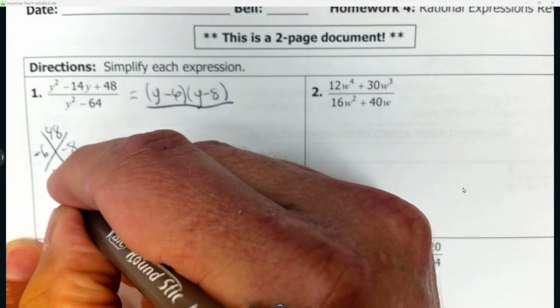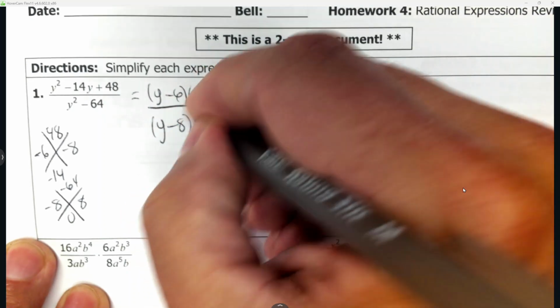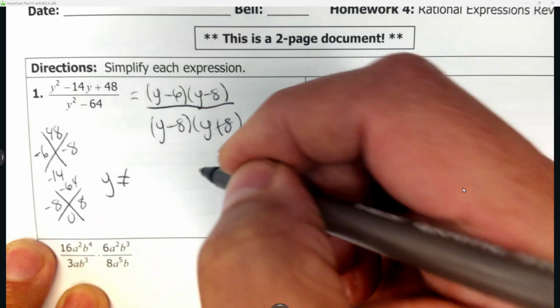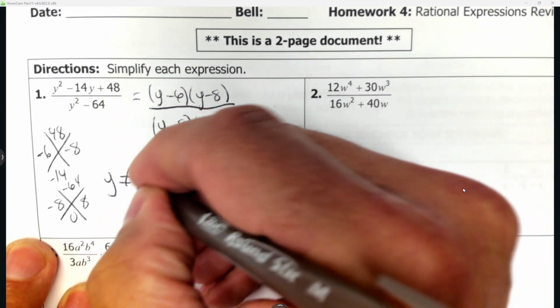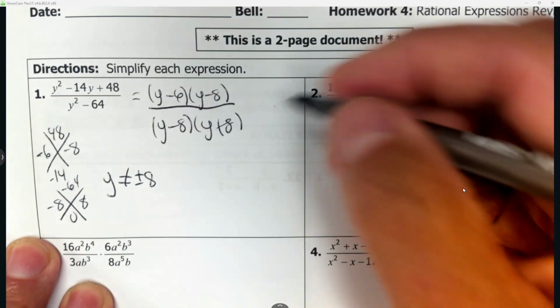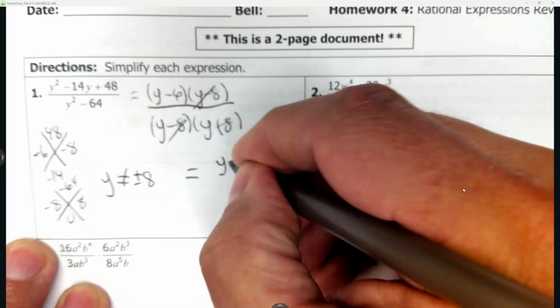The denominator, you could also do a diamond, if you wanted to, with a 0, and recognize it's negative 8 and positive 8. The restrictions here, it's y. Look at the denominator. It's positive and negative 8. Both those numbers would make a 0 in the denominator. Cross out the common factor, and then you have your answer.